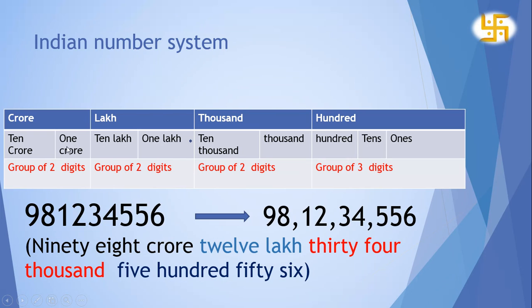Because 98 belongs to the crore group, we write 98 crore. 12 belongs to the lakh group, so we write 12 lakh. 34 belongs to the 1000 group, so we write 34,000. 556 belongs to the 100 group, so we write 556.